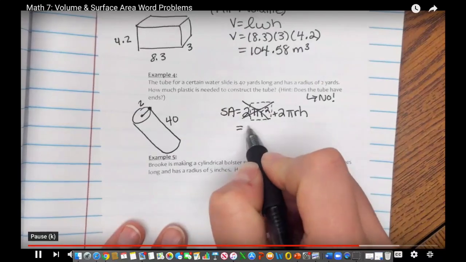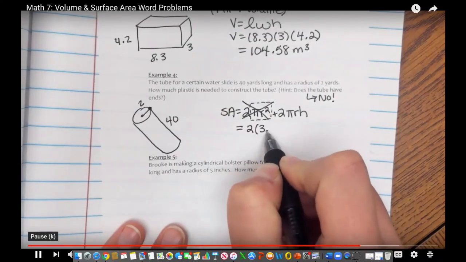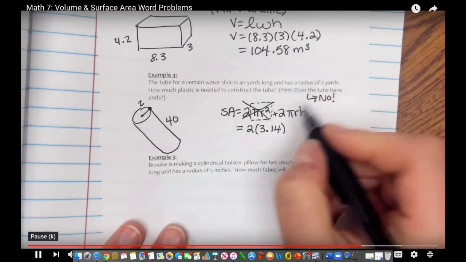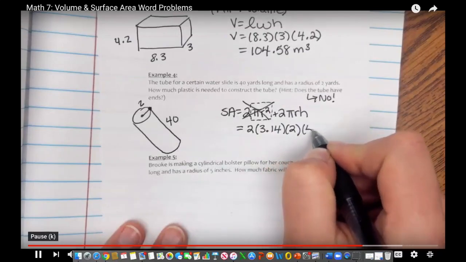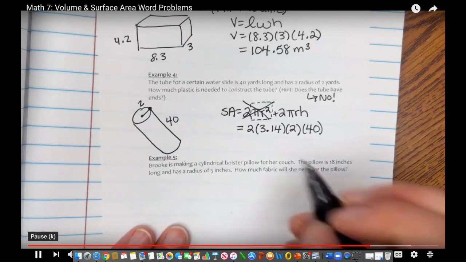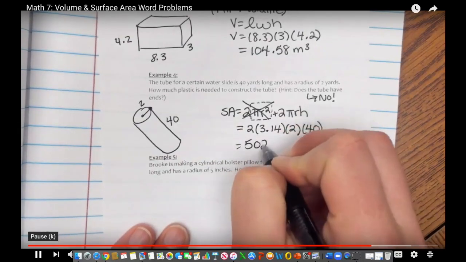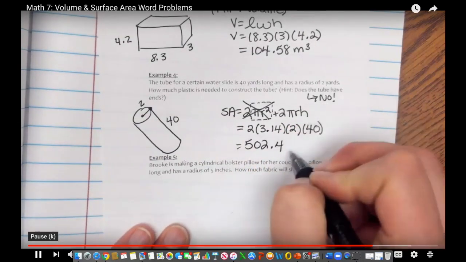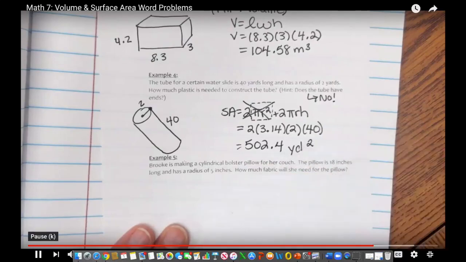So my surface area is going to be 2 times 3.14 times a radius of 2 times a height of 40. So 2 times 3.14 times 2 times 40. Try that one more time. 2 times 3.14 times 2 times 40 is going to give me 502.4 yards, and it's surface area, so it's squared.